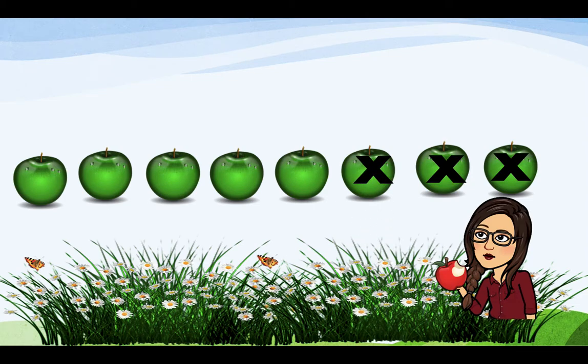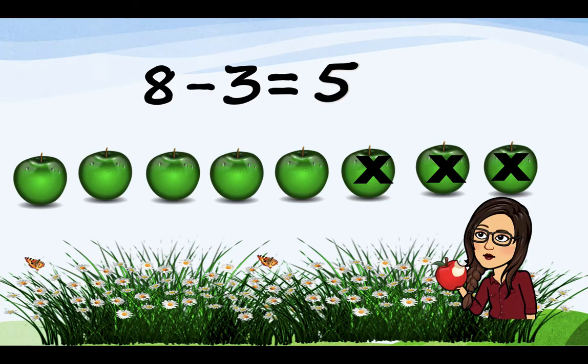Now, can you guess how many apples are left out? 1, 2, 3, 4, 5. Well done. Your answer is right. So, from 8 apples, if Ida eats 3 apples, left out is? Well done, 5. Now let's have a look at another example.